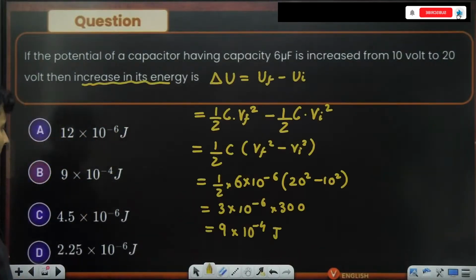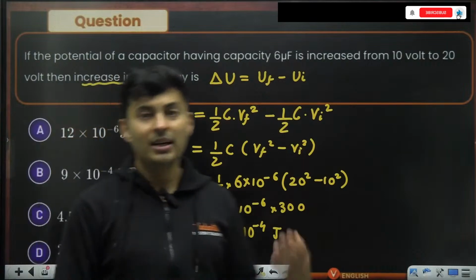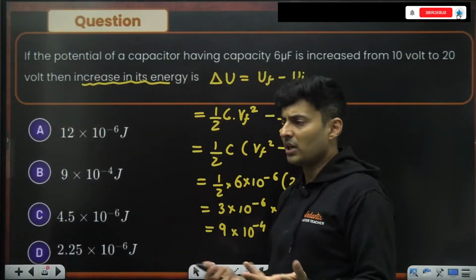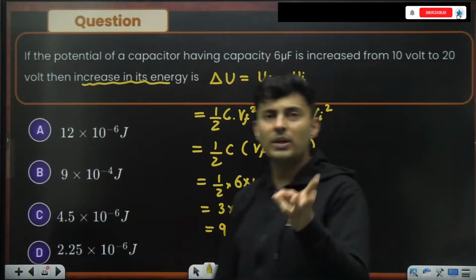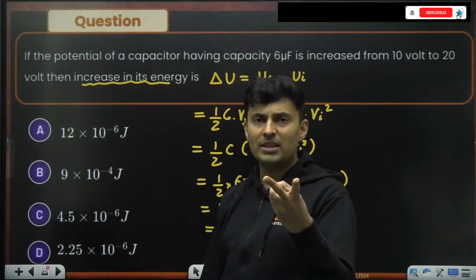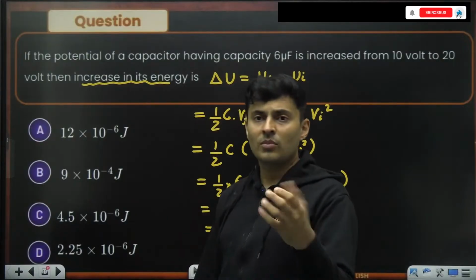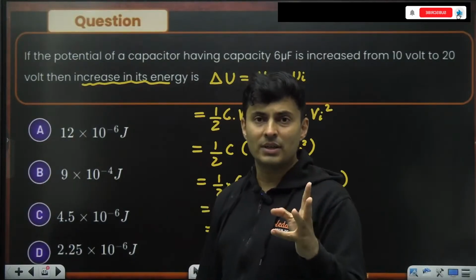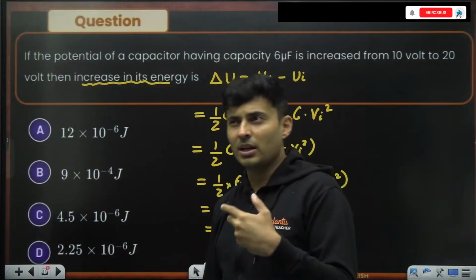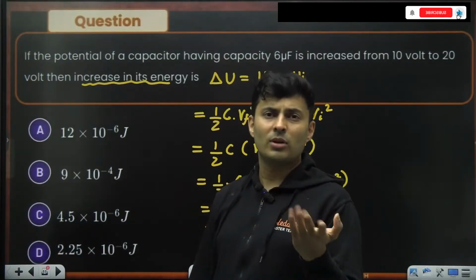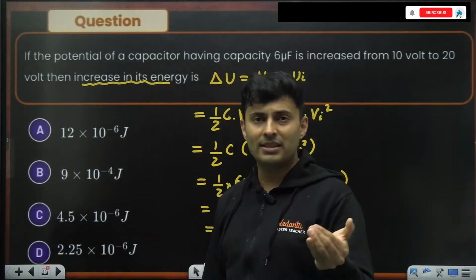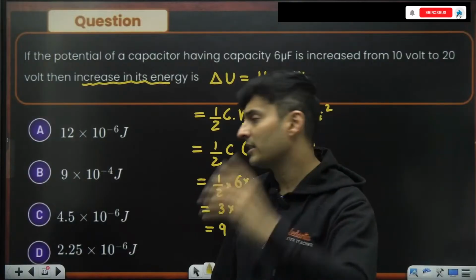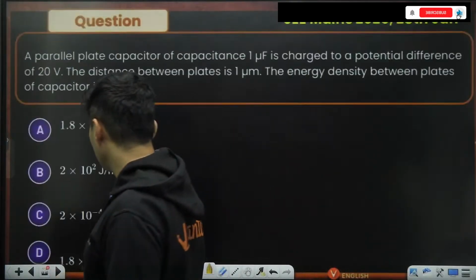Is that absolutely clear, everyone? This is how you solve it. Choice of the formula is very important, because you have three options. You need to check whether charge and voltage, capacitance and voltage, or charge and capacitance is given to you. So half CV square for capacitance and voltage, half QV for charge and voltage, and Q square by C, half times, for charge and capacitance. Okay, moving on to the next one.